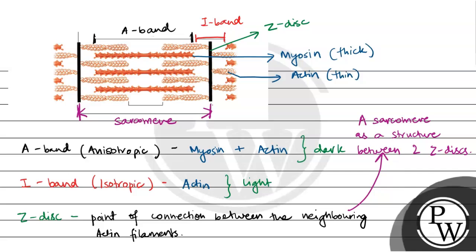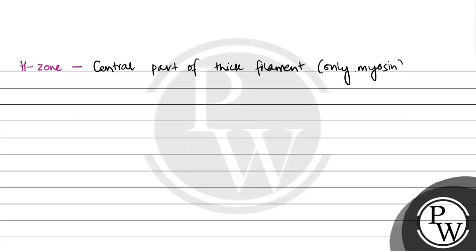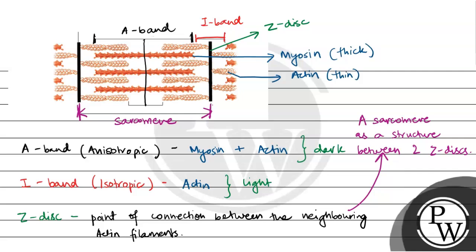Moreover, there is another unit called the H zone. The central part of the thick filament which only contains myosin. H zone जो होता है, H zone जो होता है सिर्फ इस वाले रीजन को बोला जाता है जहाँ पे एक्टिन प्रेजेंट नहीं होता, जस्ट मायोसिन प्रेजेंट होता है. सो दिस इज द H zone.